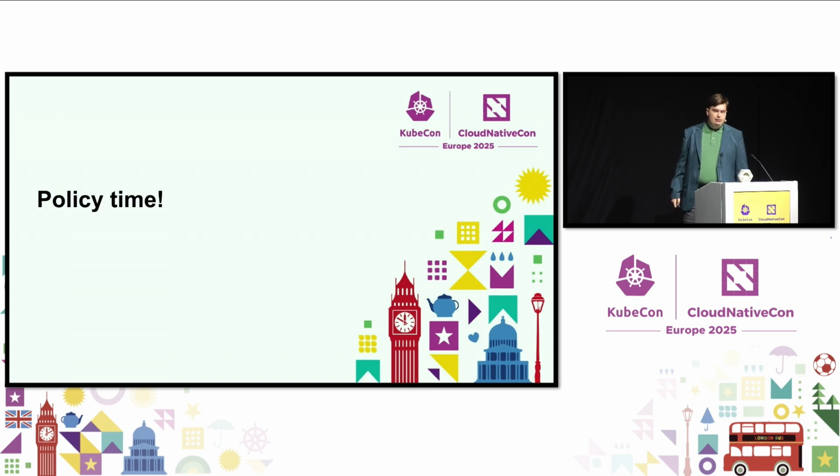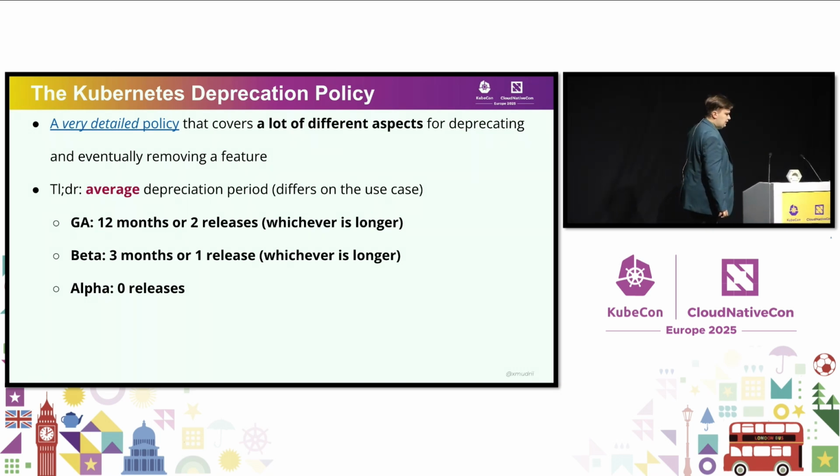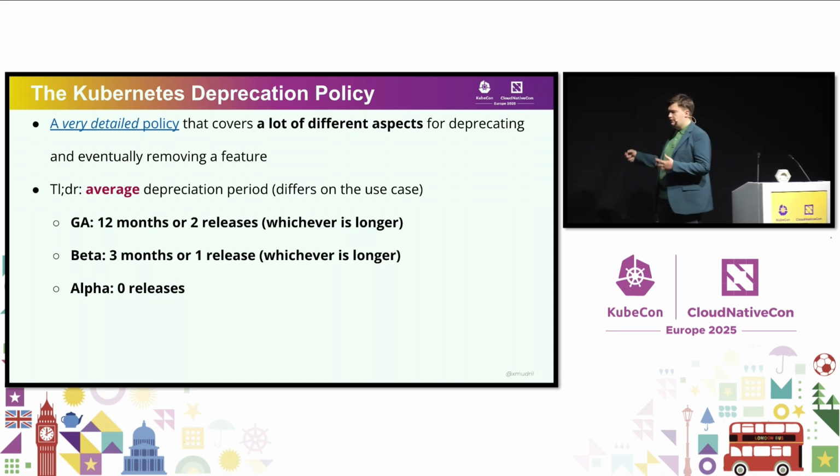Now let's talk a little bit about the policies, which are important as well. The first policy that I want to start with is the Kubernetes deprecation policy. It is a very important one, a very detailed policy. It has maybe 11 rules with some sub-rules, quite a complex document that has everything you need to know when deprecating a feature and eventually removing it.